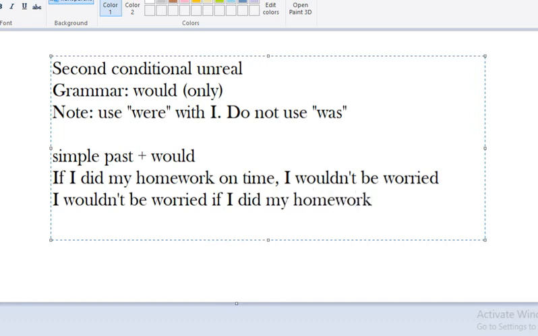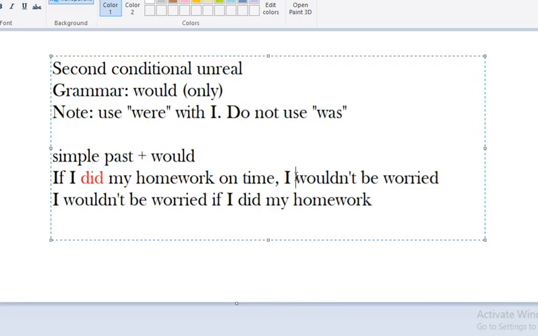The other conditional, I forgot to tell you that in the first conditional we use will and simple present. Now we're going to use the simple past plus would. If I did my homework on time, I wouldn't be worried. The negative form is with would, no? And then here is my verb in the simple past.